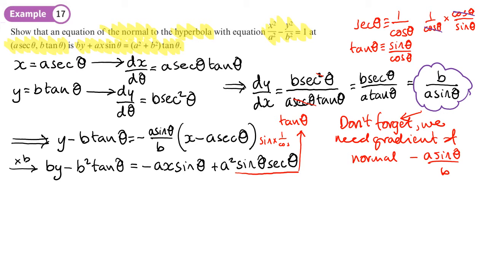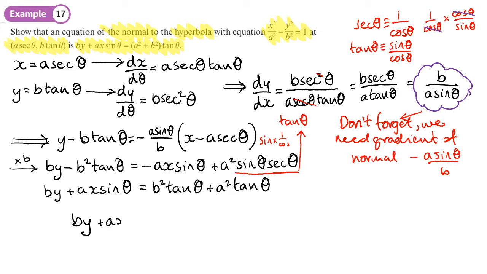Now what I'm going to do is also move the other tan over to that side, and move the ax, so it becomes plus ax sine theta to this side, and then on the other side I'll have b squared tan theta plus a squared tan theta, which of course I can factorize, and that'll just give us the final result, by plus ax sine theta equals, well it could be b squared plus a squared, or a squared plus b squared, doesn't matter, tan theta. So we've proved that result as they require.